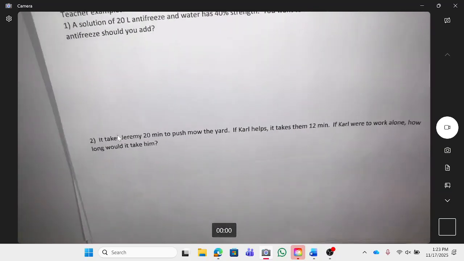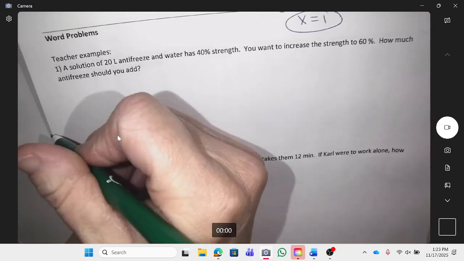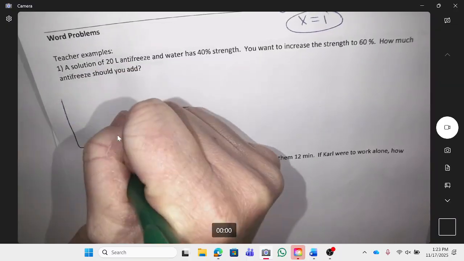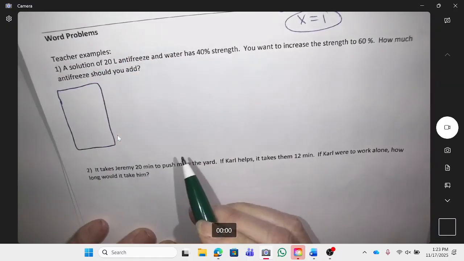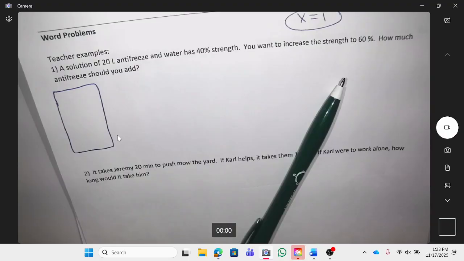Okay. Just question 1 today. You have a solution of 20 liters of antifreeze and water. Do we understand what a solution is? This is a solution. Why is it a solution? Because I've mixed two things together. I had powder in here and water in here, so it makes a solution. Okay.